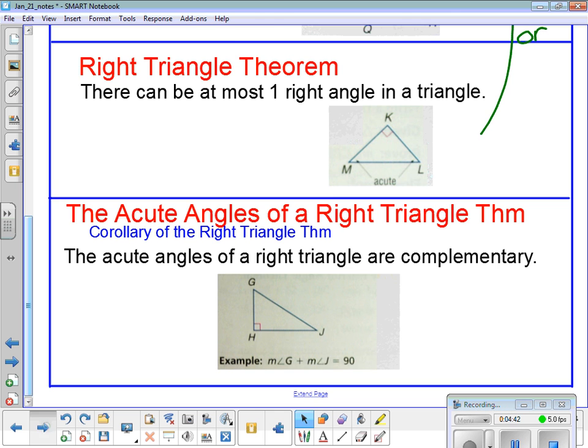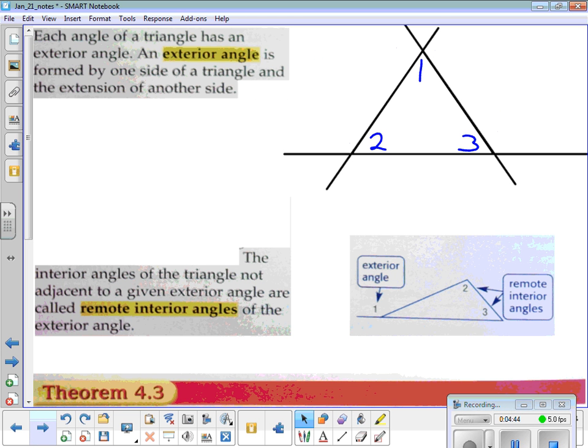Now, in addition to that, here's one of the things we need to really talk about: each angle of a triangle has an exterior angle. Actually, it has two. So when I look here at my triangle with angles 1, 2, 3, and I extend the sides out, up here at angle 1, there are two other angles there, the 4 and the 5. The 4 is an exterior angle to angle 1.